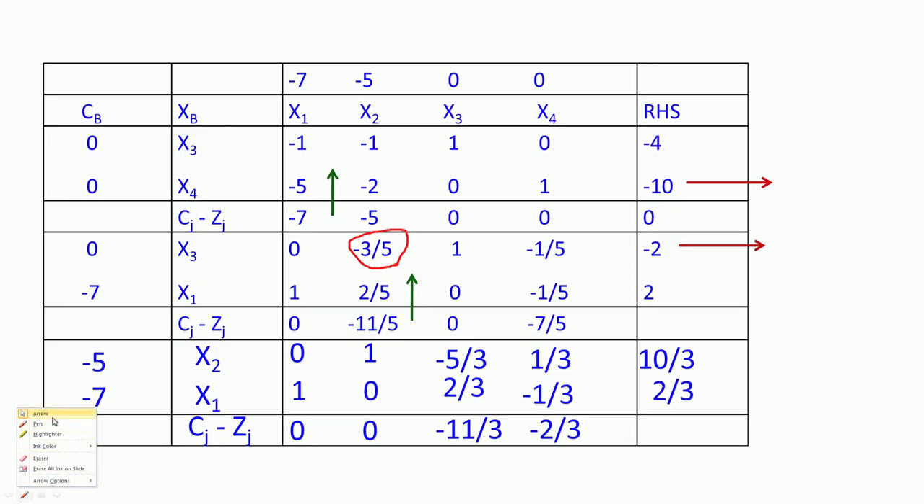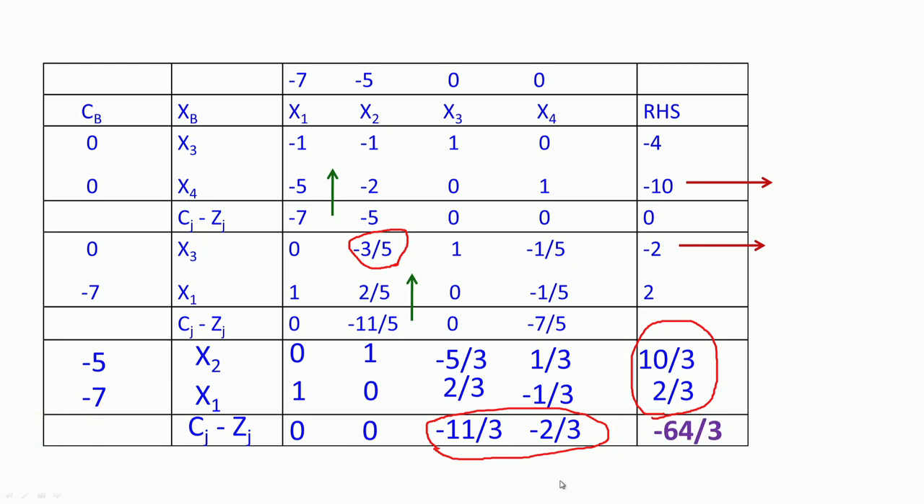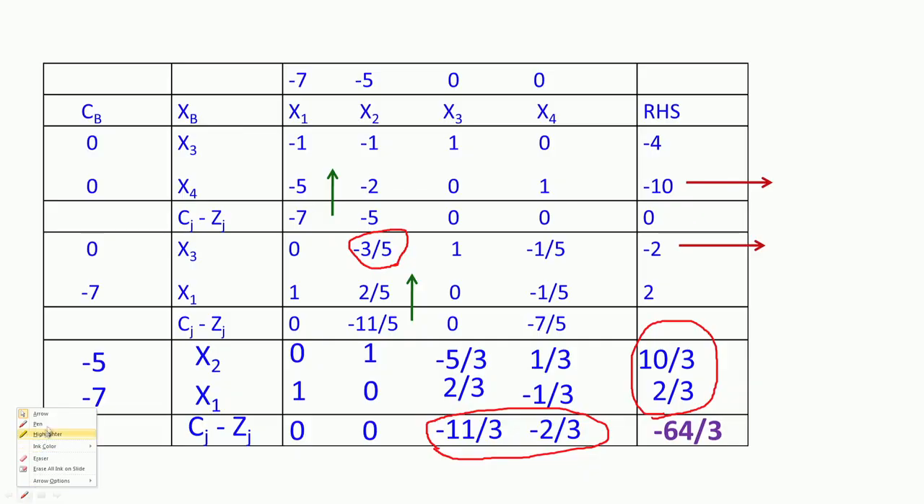Now you realize that this solution has the dual feasible, the primal also has become feasible, therefore it is optimum, with minus 64 by 3. Because we converted a minimization problem into a maximization problem, the actual value is 64 by 3, x1 equal to 2 by 3, x2 equal to 10 by 3. So, this algorithm is called the dual simplex algorithm.